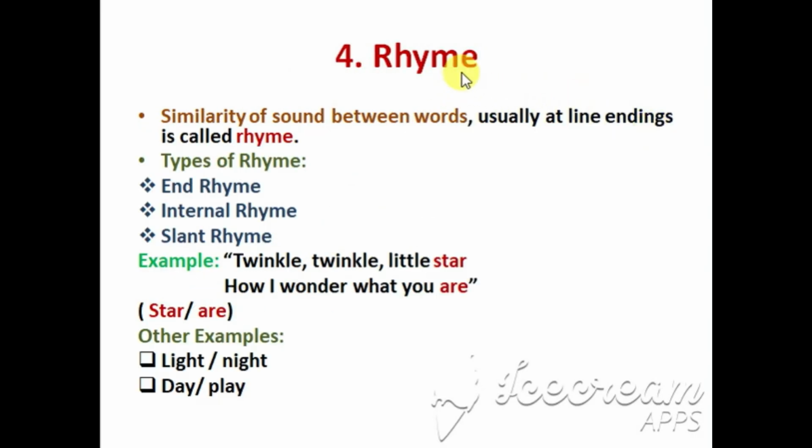So the next literary term is rhyme. We all know what a rhyme is, but basically it is the similarity of sound between words, usually at line endings, and this is called rhyme. We have different types of rhyme like end rhyme, internal rhyme, slant rhyme. So: twinkle twinkle little star, how I wonder what you are. Star rhymes with are. So this is an example of end rhyme. Other examples are light, night, day, play. These are again rhyming words. So this is a very easy to understand literary term, rhyme.